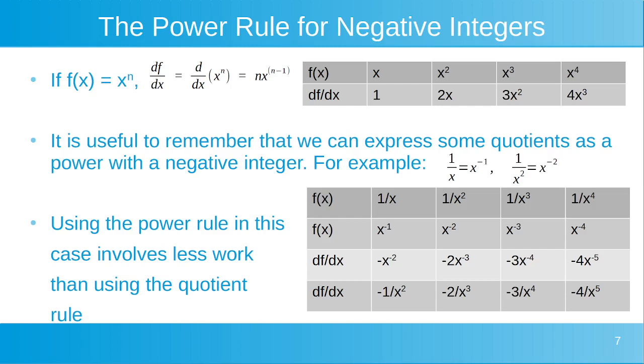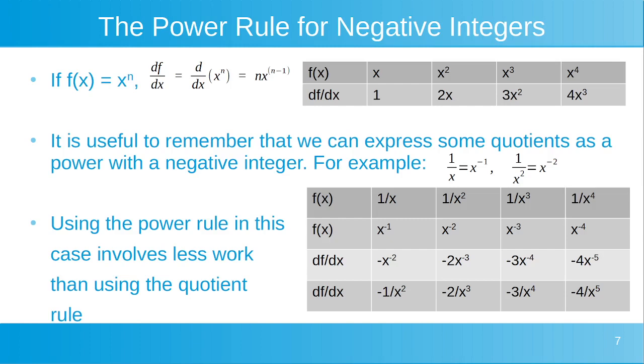So in the table at the top of the screen, we have different values of the function f of x. We've got f of x is equal to x, f of x is equal to x squared, f of x is equal to x cubed, and f of x is equal to x to the 4. And in the second row of that top table, we've got the corresponding derivatives. So our derivative of x is equal to 1. And the derivative of x squared, according to the power rule, is 2x. And the derivative of x cubed, according to the power rule, is 3x squared.